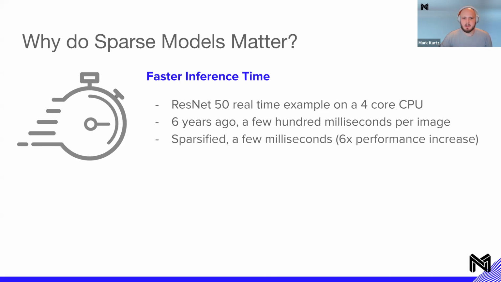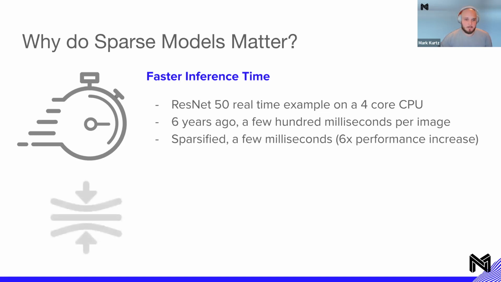But today, looking at a sparsified model, it's only a few milliseconds. There have been significant improvements on the pipeline as well as the infrastructure, which improved over the few hundred milliseconds that it was 6 years ago, but we still get a 6x performance increase with a sparsified model. So on a 4-core CPU, this ends up becoming just an API call rather than needing an entire infrastructure to try and serve it.